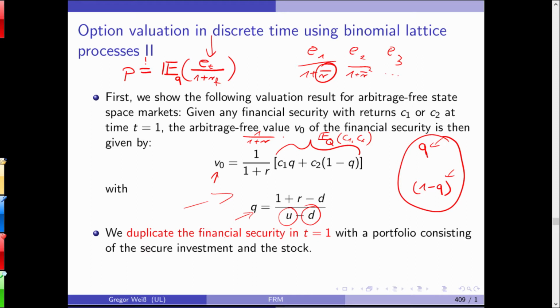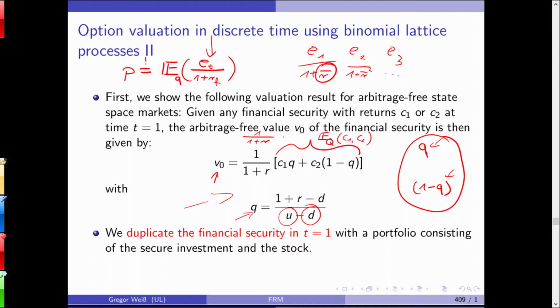Anyone? Yeah? A market is arbitrage free if it has at least one risk-neutral probability measure, and it's complete. Yeah. The second one: if there is at least one such probability measure, then it's arbitrage free. And if it's unique, if there is only one probability measure that satisfies this, then it's a complete market.